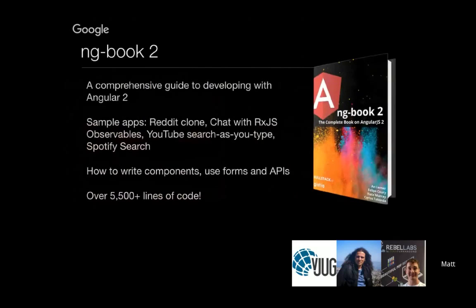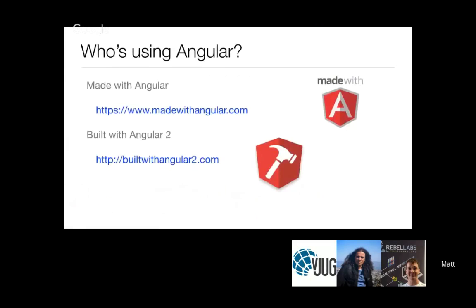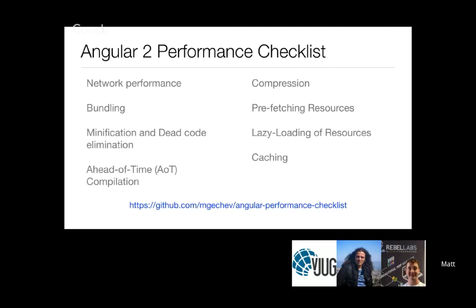There's also ng-book 2, a comprehensive guide to developing with Angular 2. I've read it a couple times, and they keep it up to date, and it's just awesome. So lots of code. It's how I learned to do all the testing in Angular 2, and a really good book. If you want to see who's using Angular 2, there's Made with Angular for Angular 1 and Built with Angular 2. And then I noticed this came out today, the Angular 2 Performance Checklist. Some things you should look at.